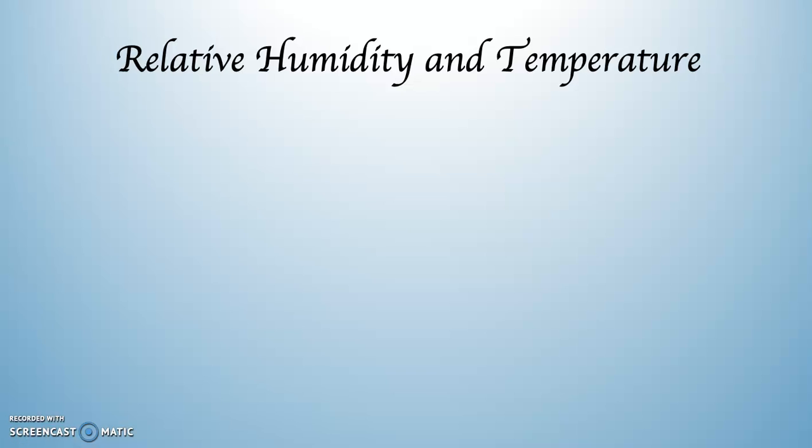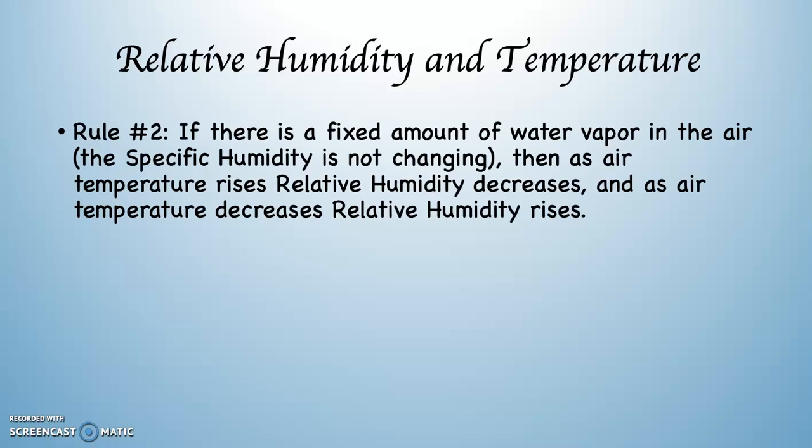There are two ways to change relative humidity. One is to change specific humidity, the actual amount of water in the air. The other is to change air temperature.